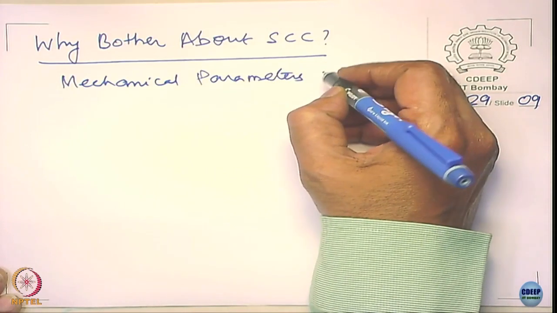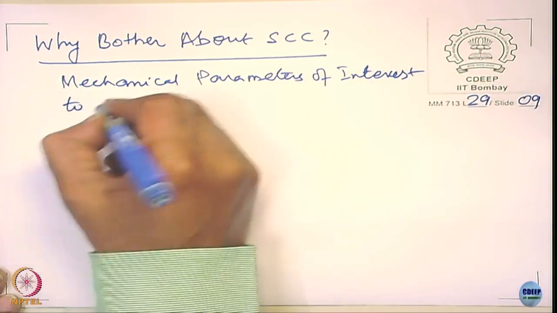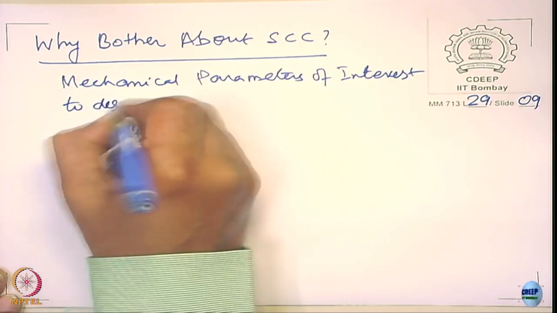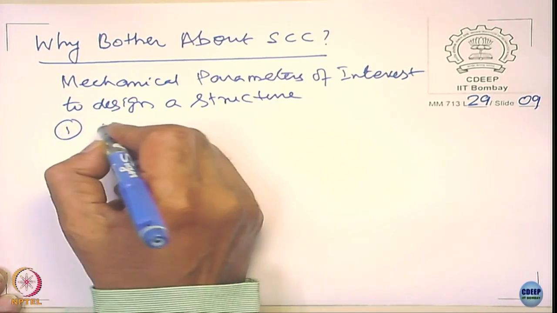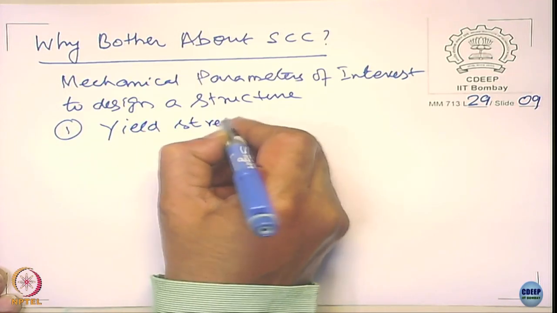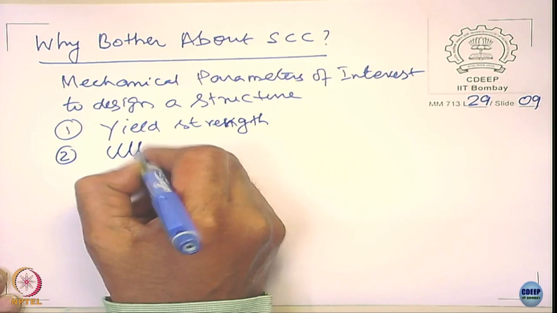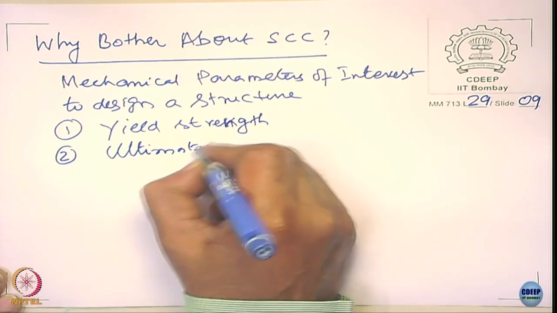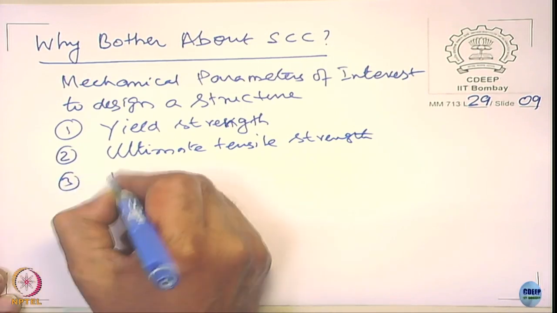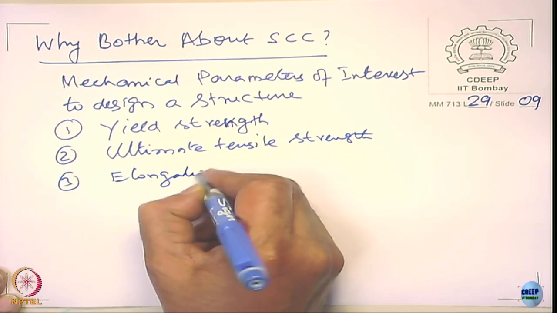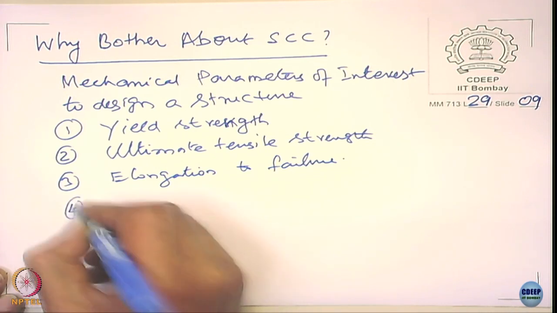of interest to design a structure: one could be yield strength. Two, ultimate tensile strength. Three, the elongation, elongation to failure, right? Four, the fracture toughness.